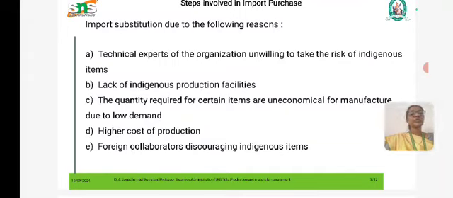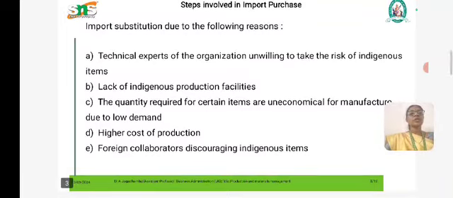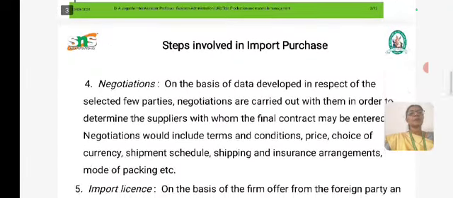Then next, before that, we consider the reasons for import purchase. Technical experts are unwilling to take risk. Production facilities, quantity required, high cost of production, and foreign collaboration discouraging are all points we consider.